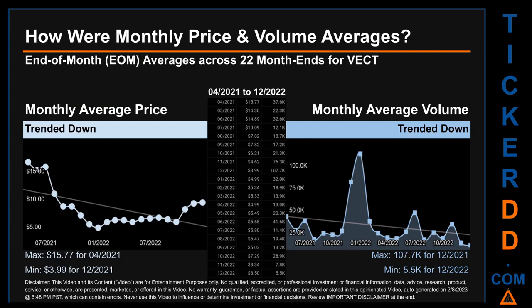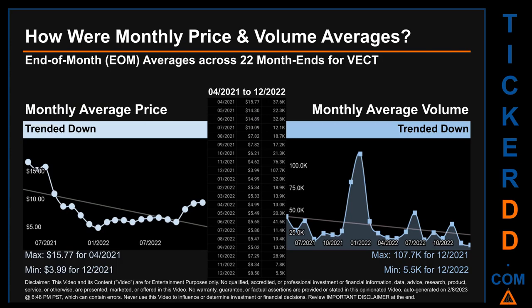How were price and volume averages for VECT? Across 448 trading days, there were a total of 22 month ends, of which monthly averages for daily price and volume were calculated. Overall, monthly price average trended down while monthly volume average trended down. The maximum end of month average price was $15.77 for 04/2021 while the minimum was $3.99 for 12/2021.